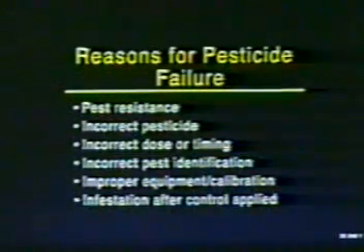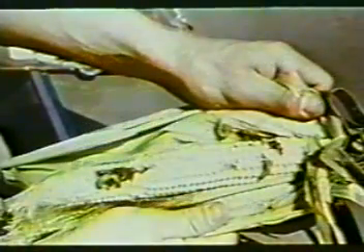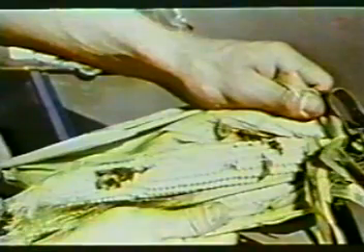Sometimes you may find that even though you apply a pesticide, the pest is not controlled. Some of the reasons for failure can be pest resistance, incorrect pesticide selection, incorrect dose or timing, incorrect pest identification, improper equipment or calibration, and infestation after controls have been applied. A pesticide that is usually effective failed to control these corn earworms.